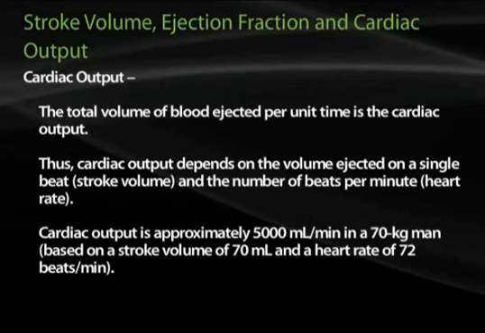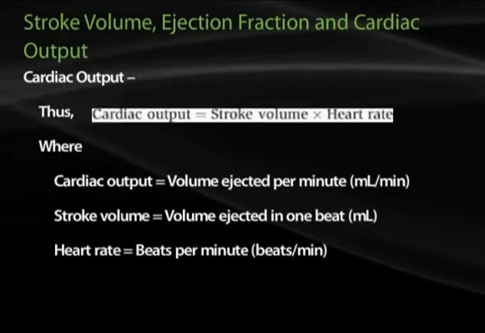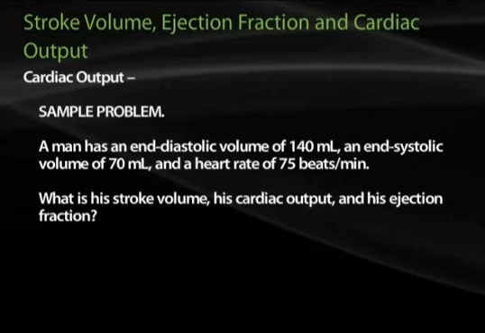The total volume of blood ejected per unit time is the cardiac output. Thus, the cardiac output depends on the volume ejected on a single beat, which is the stroke volume, and the number of beats per minute, which is the heart rate. The cardiac output normally is approximately 5,000 milliliters per minute in a 70 kilogram man, which is based on a stroke volume of 70 and a heart rate of 72. Cardiac output is equal to stroke volume times heart rate, where cardiac output is in milliliters per minute, stroke volume is in milliliters, and heart rate is in beats per minute.